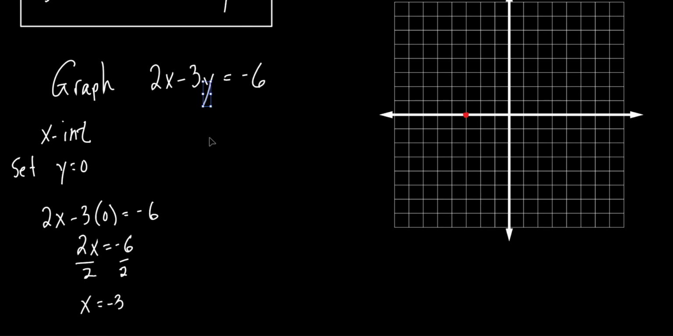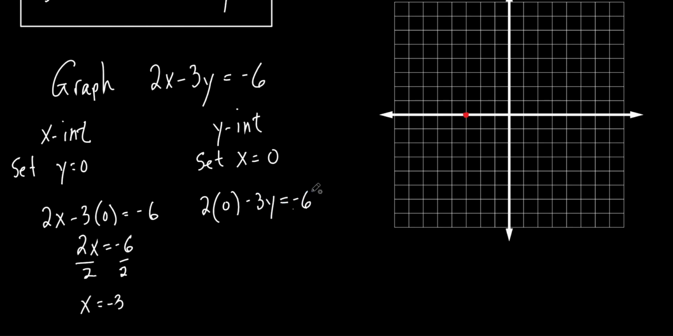Now what do you think we're going to do? Find the y-intercept. So how do we find the y-intercept? What do we set? Set x equal to 0. So let's put that in here. All right? So there's our equation right here. This is the equation we're using. So I go 2 times 0 minus 3y equals negative 6. Let's do the math. 2 times 0 is 0. So I've got negative 3y equals negative 6.